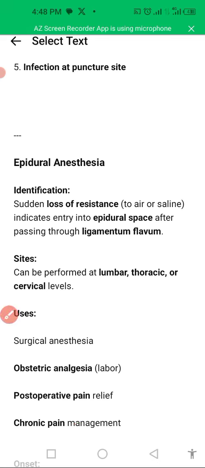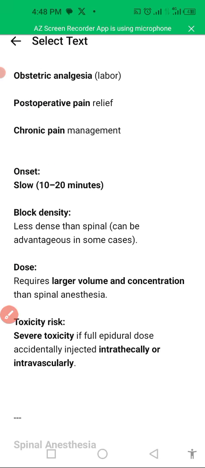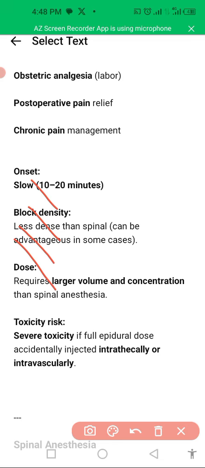Its uses are surgical anesthesia, obstetrics, postoperative pain management, or chronic pain management. The same goes for thoracic epidural anesthesia. Onset is 10 to 20 minutes. Block density is less dense than spinal, which is advantageous in some cases. A larger dose, larger volume, and higher concentration are required than for spinal anesthesia.